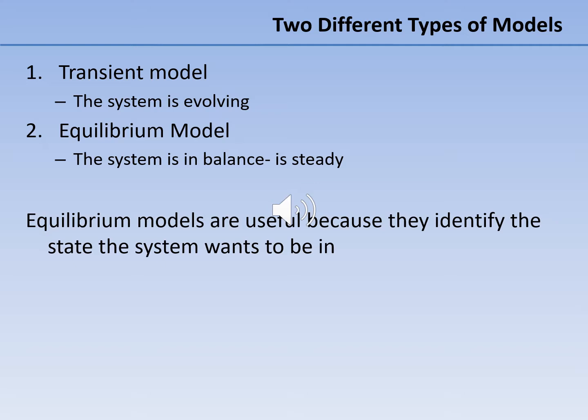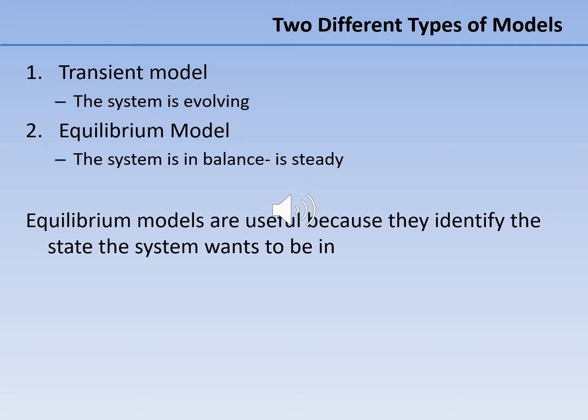So from our small experiment, we also learned that for one system, multiple models can apply. In our case, there were two models. The transient model, where the system is evolving, as depicted by the temperature rising exponentially, and the equilibrium model, where the system is in balance and steady.